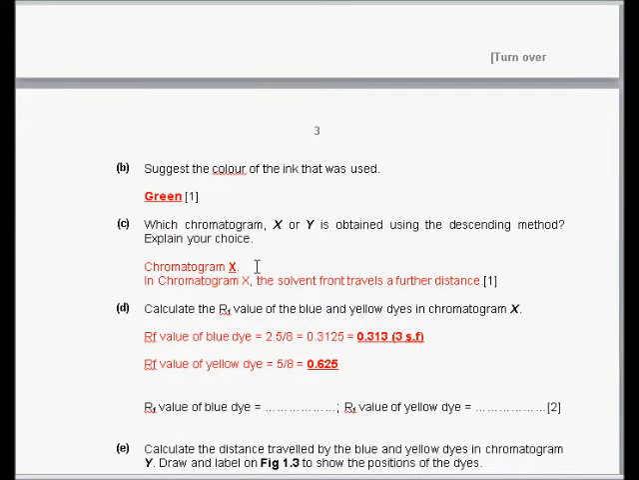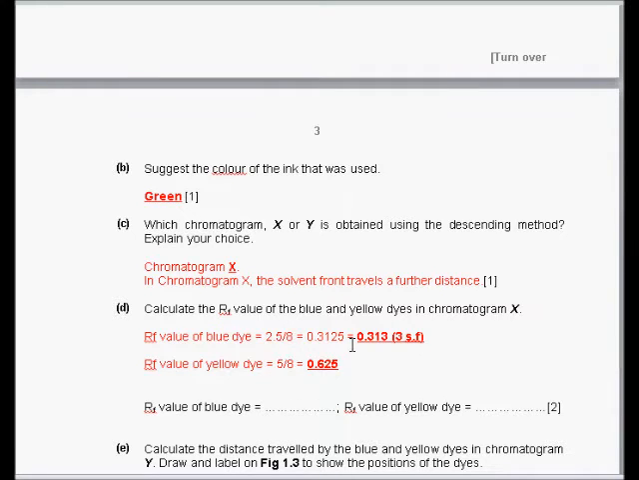Okay, which chromatogram is obtained using the descending method? Explain your choice. So most of you are able to explain this part to identify first of all chromatogram X, and then the solvent front travels a further distance, and I think most of you are able to explain that because it has a greater gravitational pull.